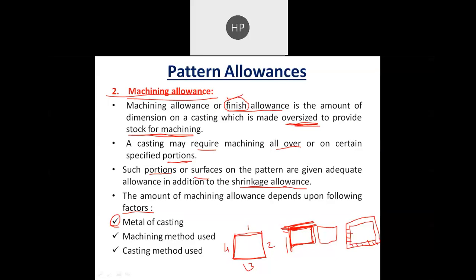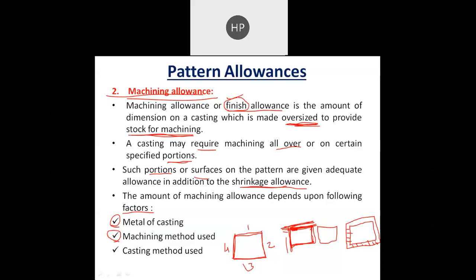Okay, in some cases if we take a very small stroke, you will get the finished surface, but in some cases you require a larger stroke to get that finished dimension. So that's why the type of metal we are using for a casting is a factor for the machining allowance. Second, the machining method to be used.